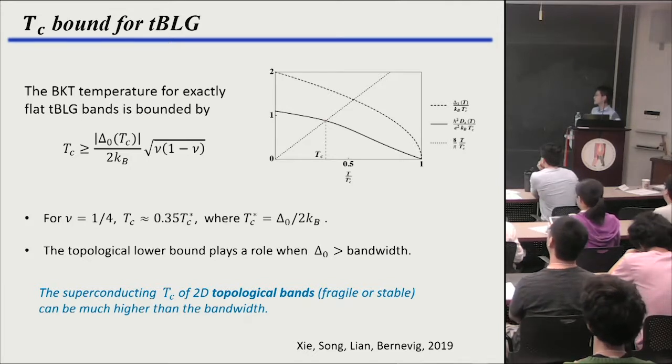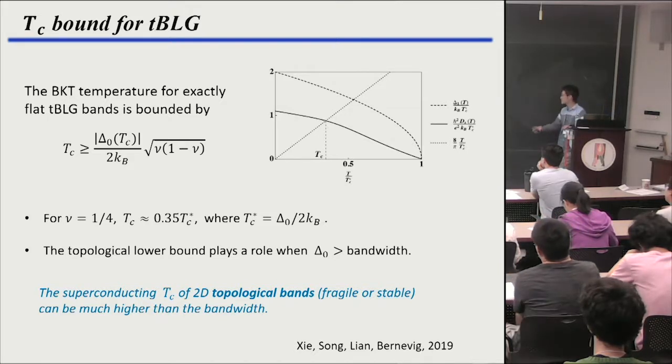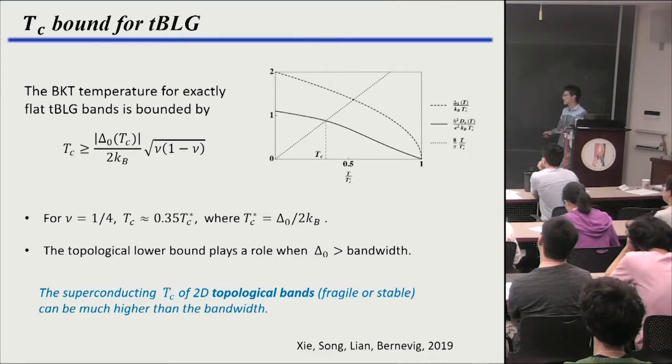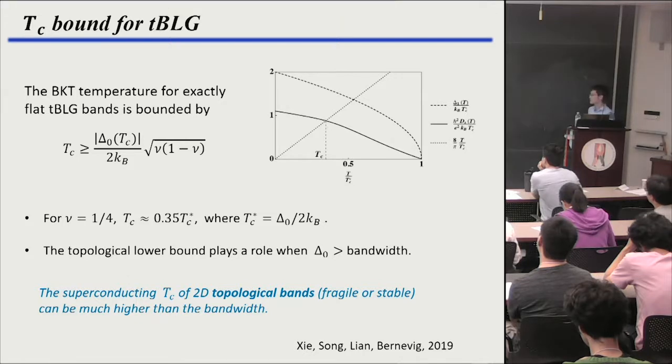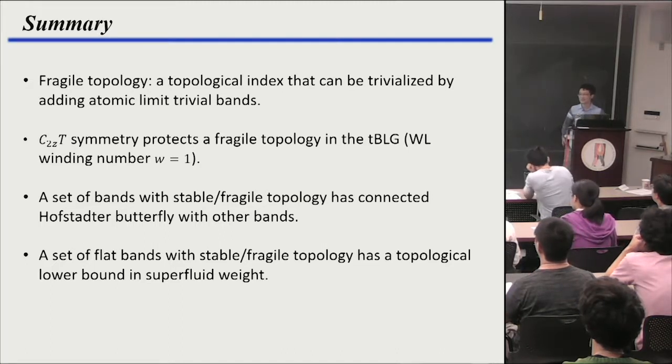Just to mention, in general this indicates that if I have a topological band, the superconducting Tc can, in principle, be much larger than the bandwidth. This is not possible if you have a trivial band. Although we have a BCS-BEC crossover, and your delta zero can be as large as possible, due to the phase fluctuations your Tc cannot exceed your bandwidth. But for a topological band, this shows there's a way to go beyond your bandwidth. Okay, with this, I'll conclude my talk, and questions. Thanks.